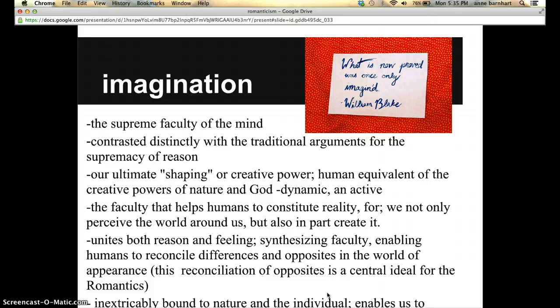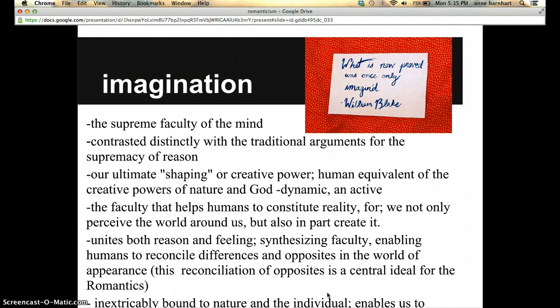So I just want to recap some of the things. They had imagination as the supreme faculty of the mind, the most important part of the way we perceive things, which contrasted with the traditional argument of the supremacy of reason from the Age of Reason that preceded Romanticism. So, from a very stark and objective world that they were entrenched in, they were railing against that, as we've learned about most movements. They looked at it as our ultimate shaping and creative power. That imagination was at the heart of everything.